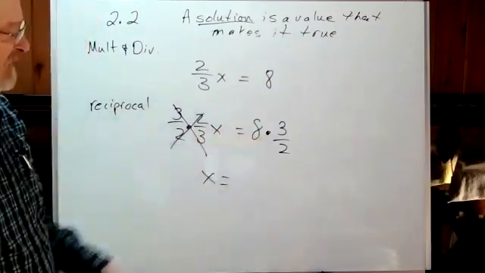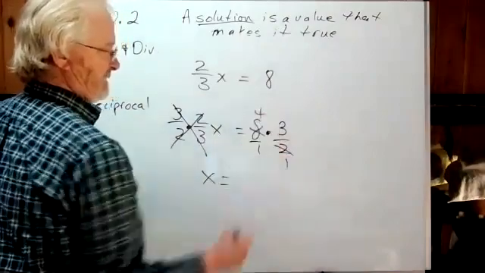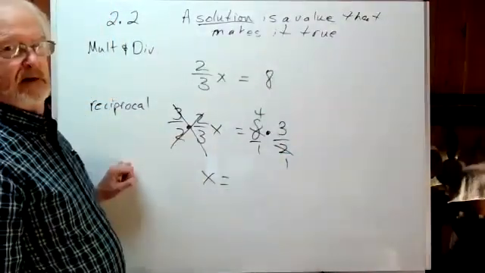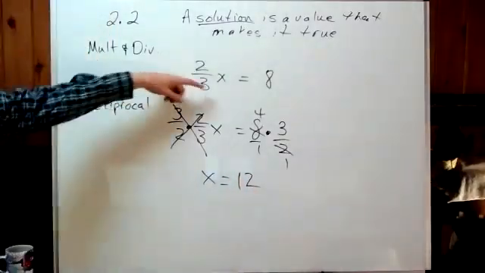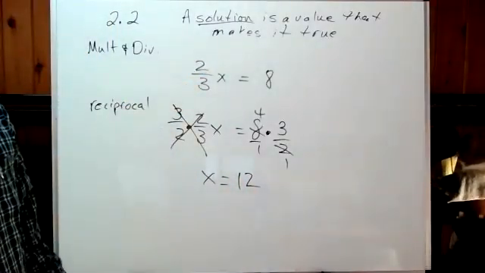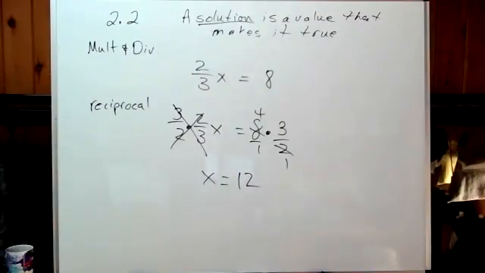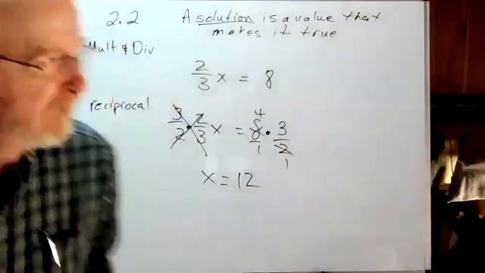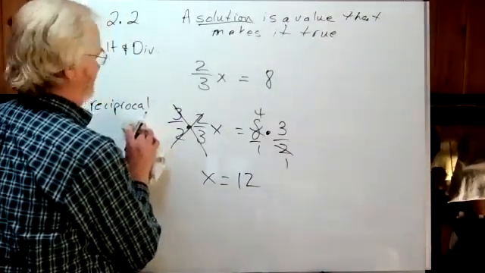Here, do I have any simplifying? I might say, oh, cancel some 2's, and call that a 12. 2/3 of 12 is 8. We could go back and check. And one more of those. Okay, here it goes.